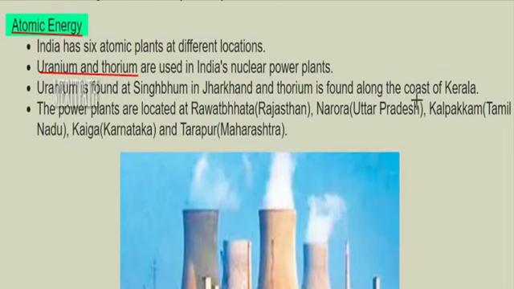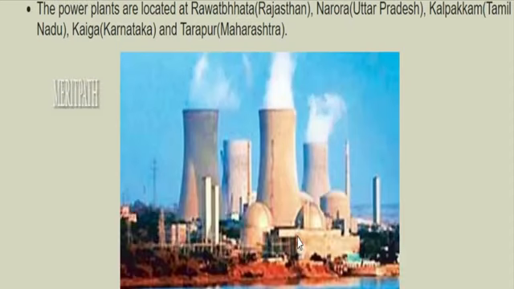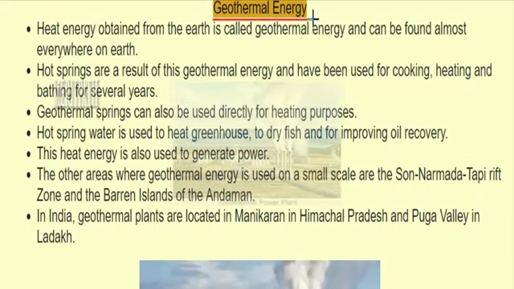And thorium is found along the coast of Kerala and uranium in Jharkhand, that is Singhbhum. The power plants are located in Rajasthan, Uttar Pradesh, Tamil Nadu, Karnataka and Maharashtra. Here is a picture of the Rajasthan atomic power plant at Rawatbhata. Now let us study about geothermal energy.